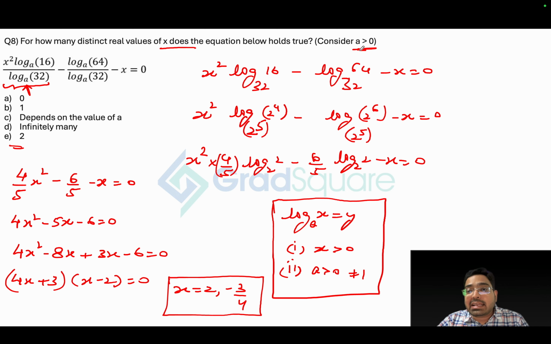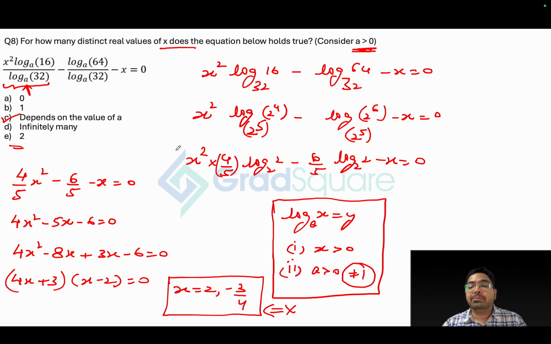And when they're saying a is greater than 0, they're not ruling out the possibility of a being equal to 1. That means if a becomes equal to 1, then these two values present over here must be rejected. Why? Because the log is not getting defined, and hence the answer to this particular question must not be option E2, but it depends upon the value of a.